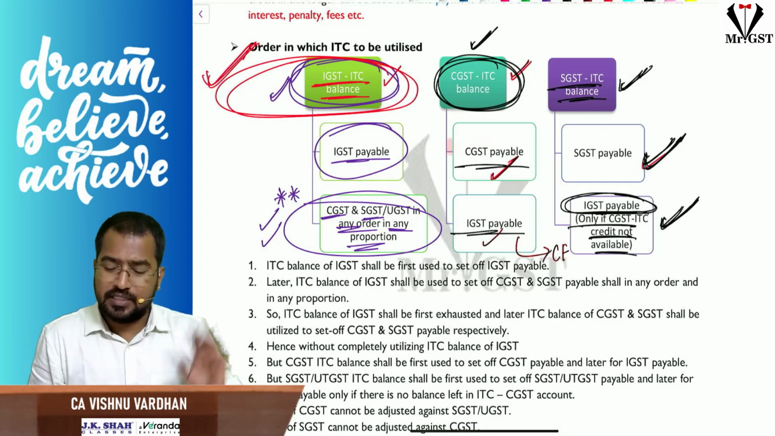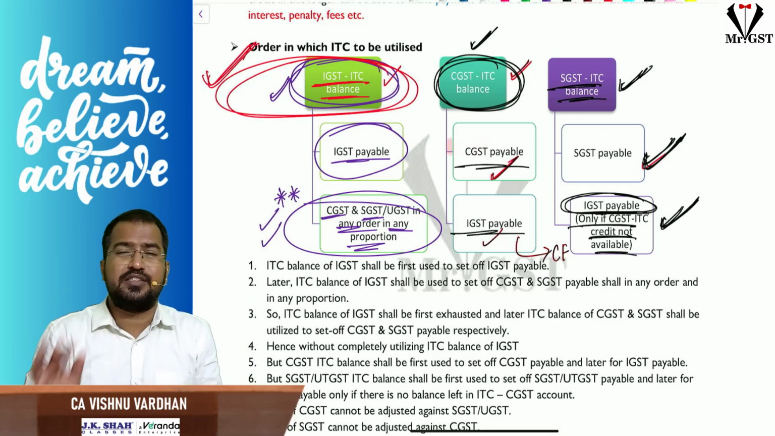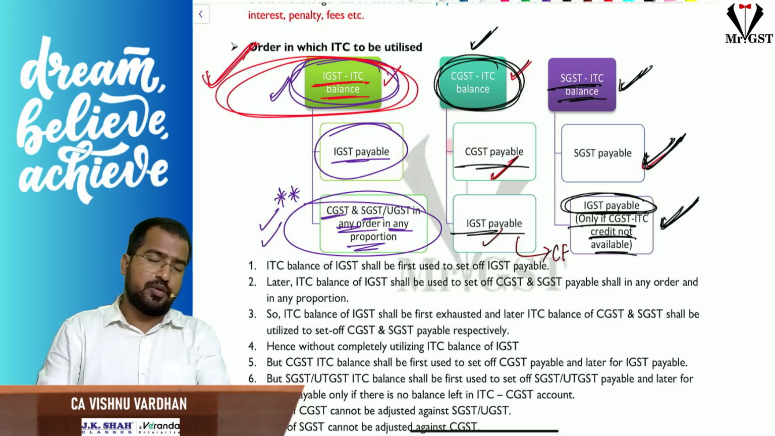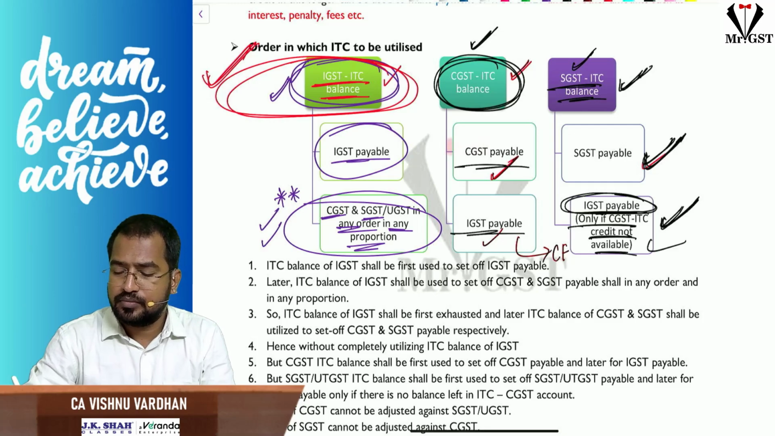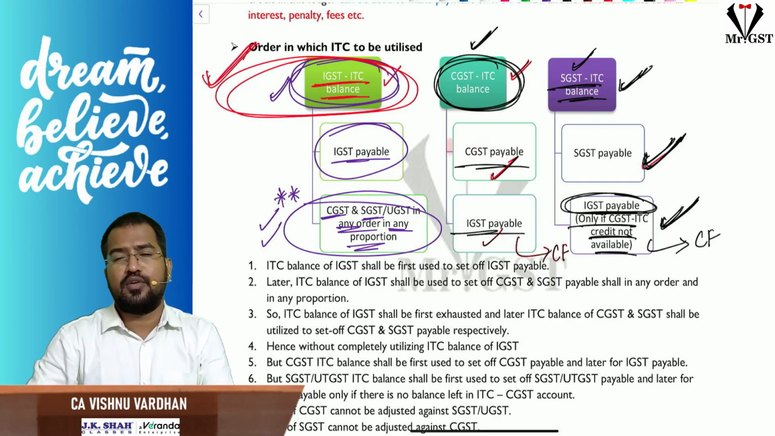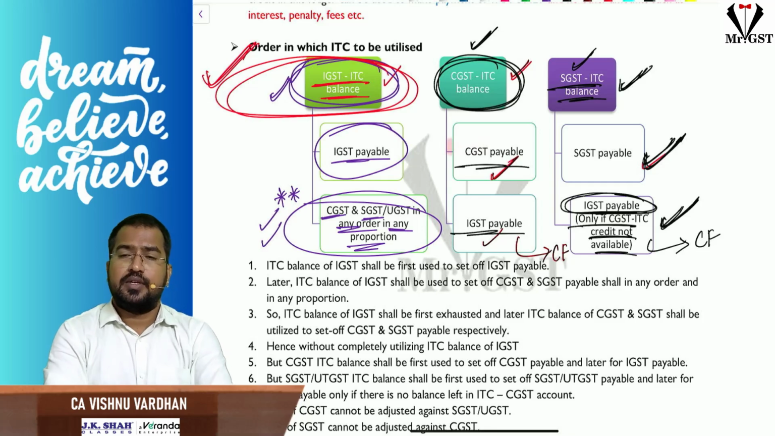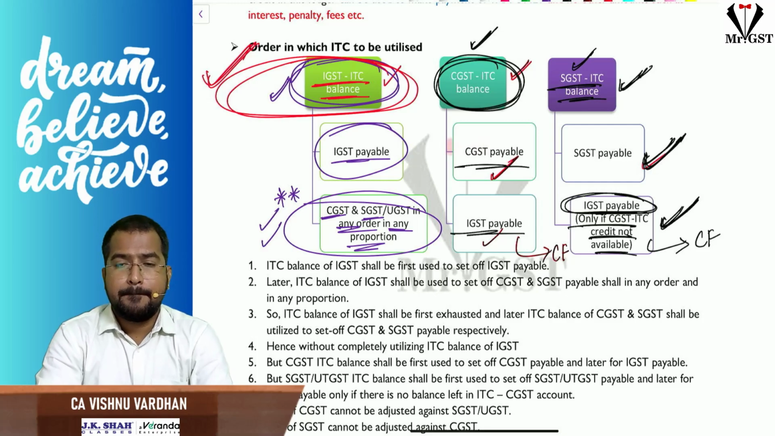Okay, sir. CGST ITC balance is 0, sir. So I'm helping, sir. Okay, no problem. Till SGST ITC balance we have, then what will we do? Then we will carry forward. Am I clear? So that is what the rules are.